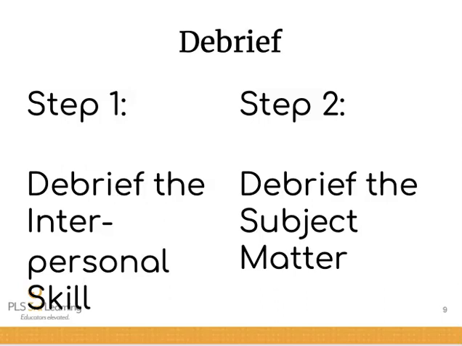Students usually want to talk about the project they just did. Usually they are less interested in the interpersonal skill they worked on. Therefore, if you debrief the interpersonal skill first, you will keep their attention more easily because they know the subject matter debriefing is yet to come. Students will become familiar with this order and you will have less chance of losing their attention.